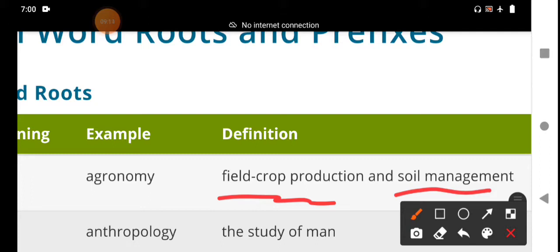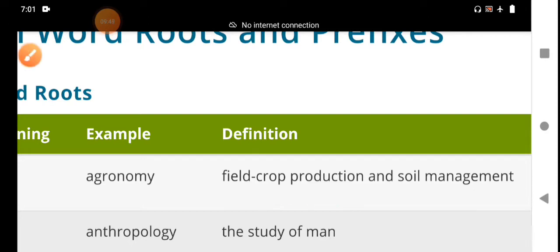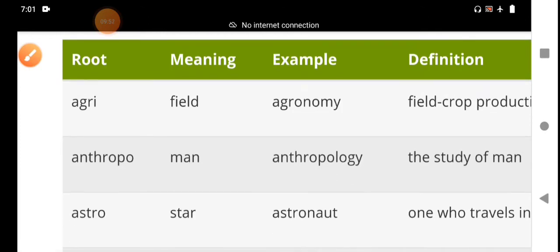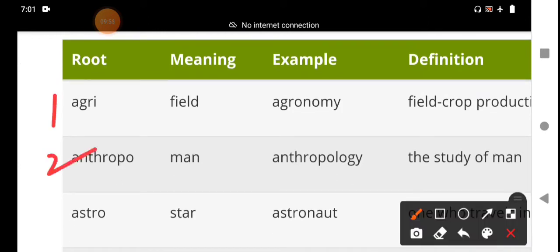Agronomy, derived from the root word agri, is the science of soil management and crop production. It is field crop production and soil management. It is one of the subjects, agronomy. This is the definition of agronomy: the science of soil management and crop production. That is the meaning of agronomy. And then we go to the second one.